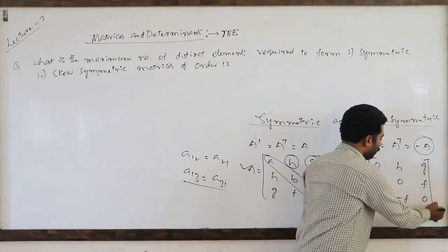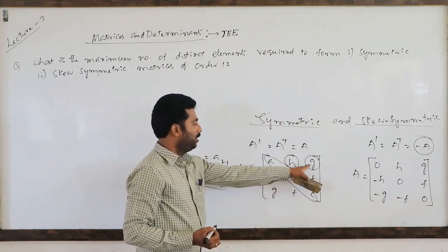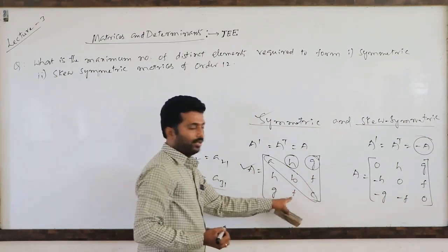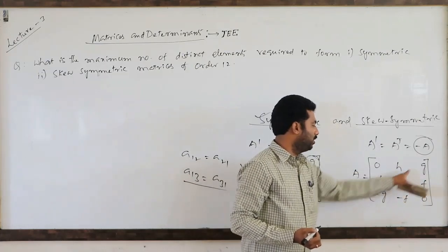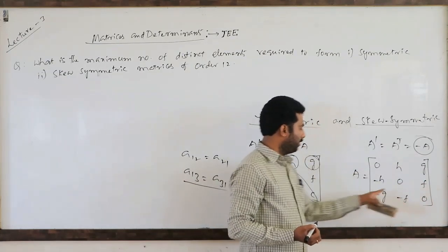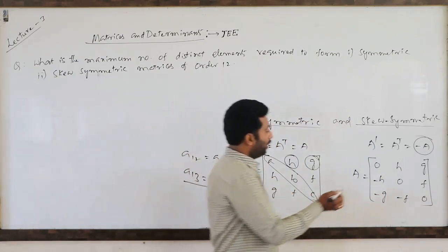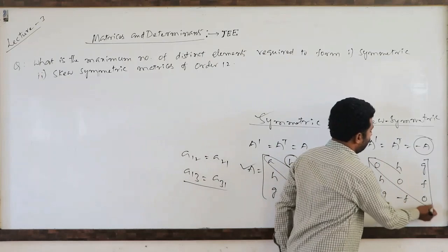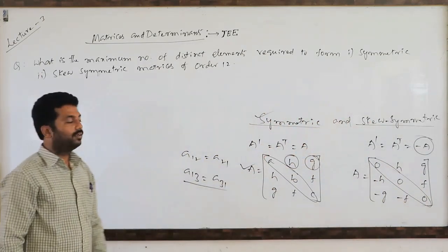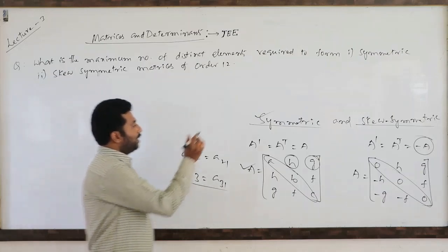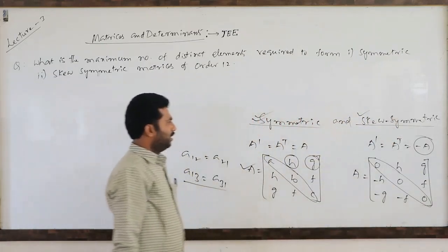This is 0. So what is the difference you observe? Here H is H, G is G, F is F. But here there are opposite signs: H is minus H, G is minus G, F is minus F. Here all the principal diagonal elements may be distinct, but here all the principal diagonal elements must be 0. That is the nature of a skew symmetric matrix. So these are the symmetric and skew symmetric matrices.